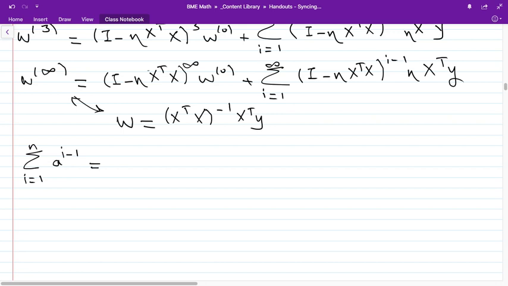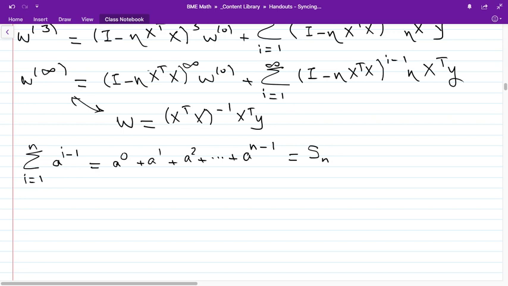What is this? This is a raised to the 0 plus a raised to the 1 plus a squared, up to a raised to the n minus 1. Let's call that some number s of n. I want to know, what is this s of n? What is this number here? To find this s of n, here's what we can do.